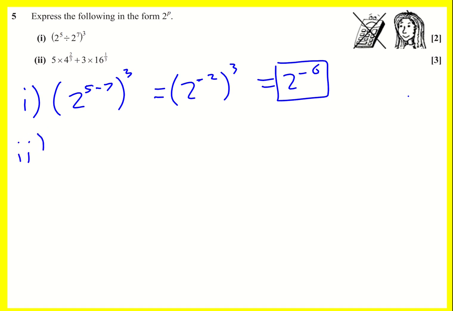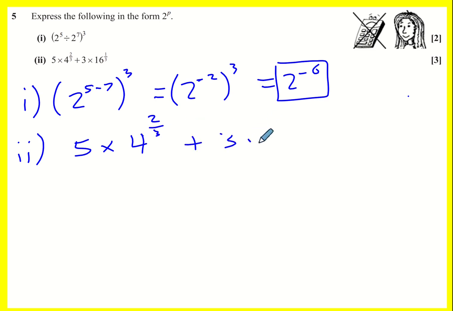Part 2. This one is trickier because I've got a 5, I've got a 3, I don't have any 2's in there, so I need to think this through carefully. And also, 4 to the 2/3 is not very nice. Like taking the cube root of 4 will not give a very nice answer. So I need to think through this.